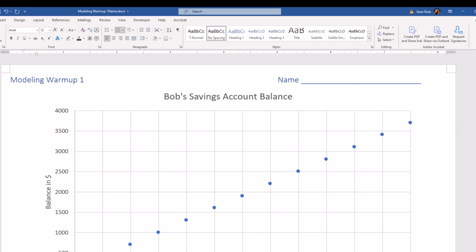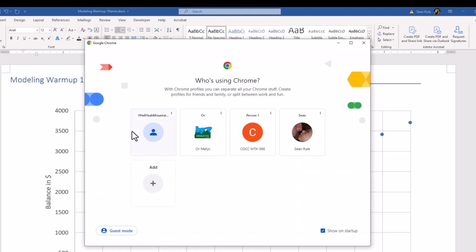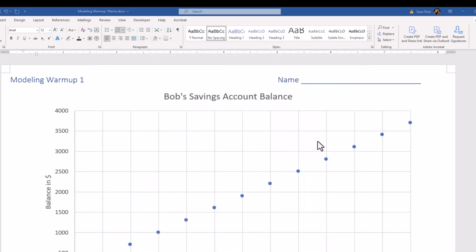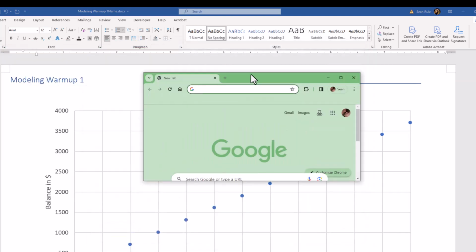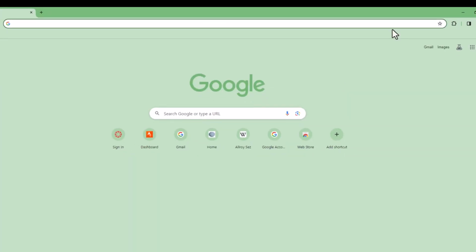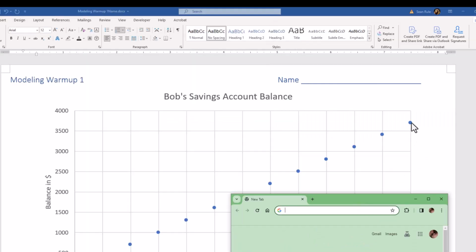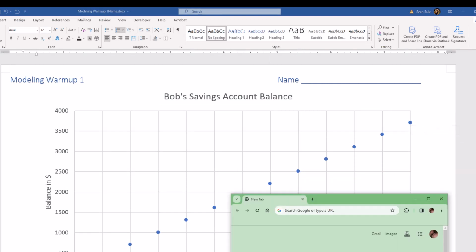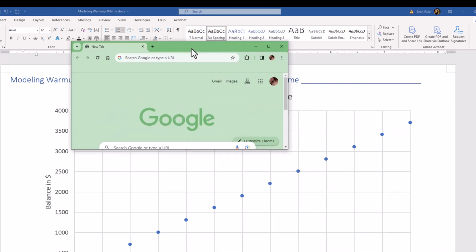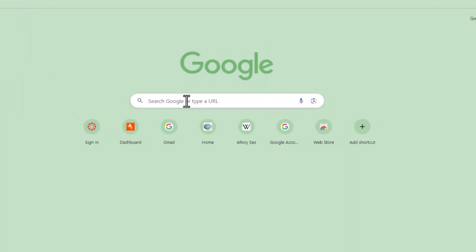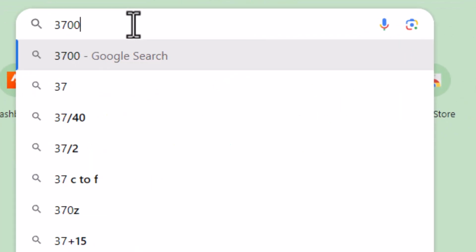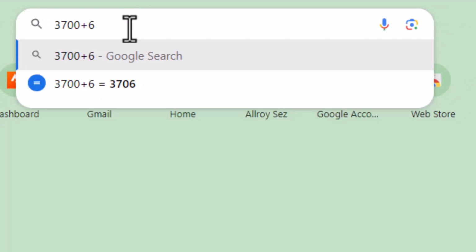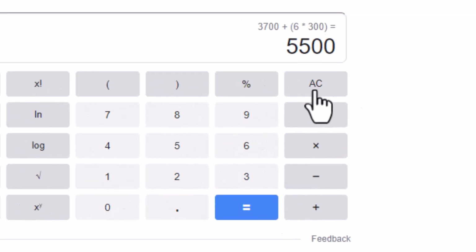Let me check my math on that and make sure I did it right. I'm going to do the whole thing in a Google window. Give me 1 second here. Here we go. So we're starting again with 3,700. I just lost my Chrome window. Where did it go? There it is. 3,700. All right. And we're adding 6 more months, and each month picks up $300, and yep, $5,500.